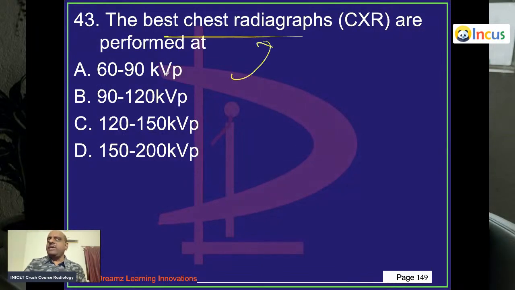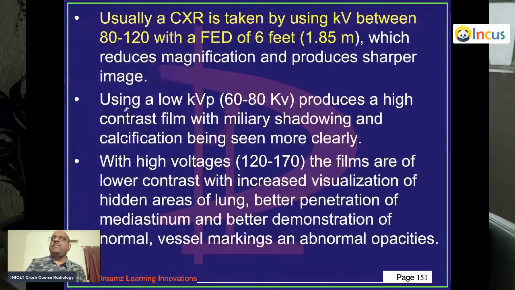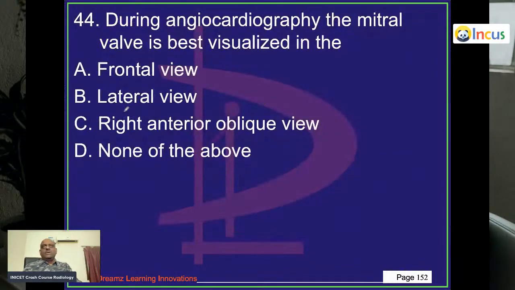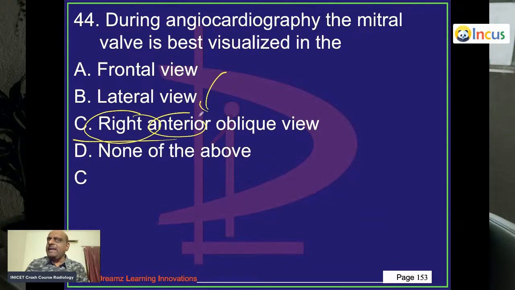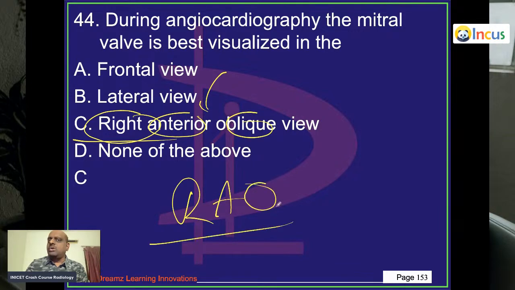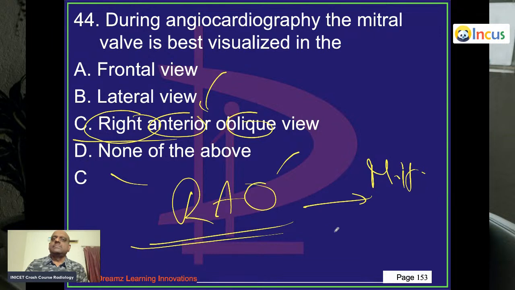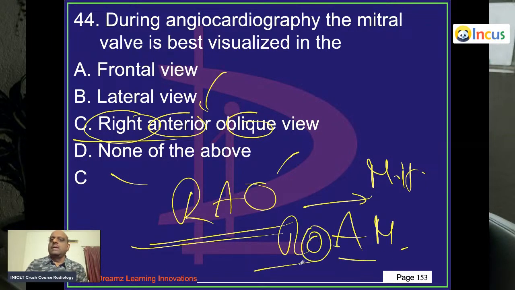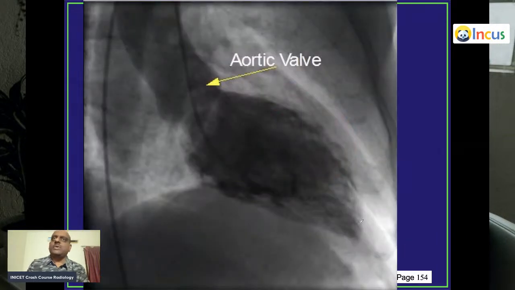The best chest radiographs are performed at how much kVp? Between 90 to 120 kVp is what you need to remember. During angiocardiography, the mitral valve, how do you best visualize it? It is the right anterior oblique view. Otherwise, you can remember Rome, right anterior oblique is mitral valve is what you need to remember.